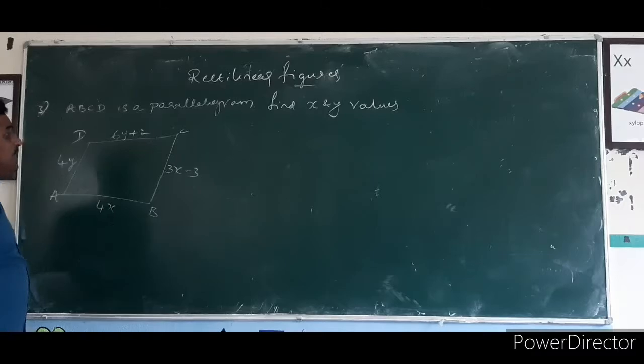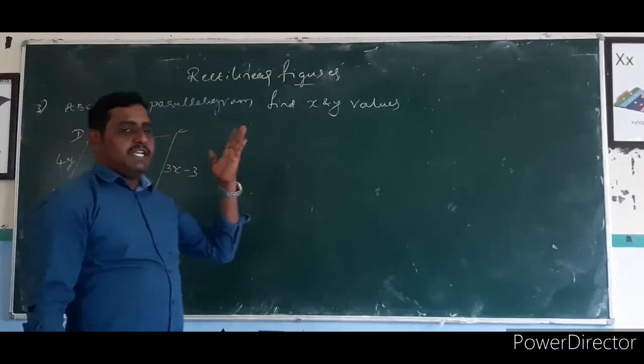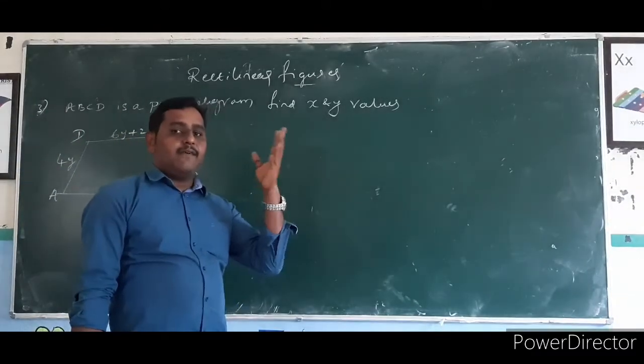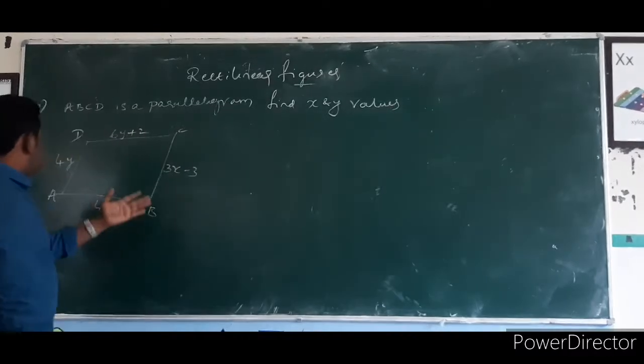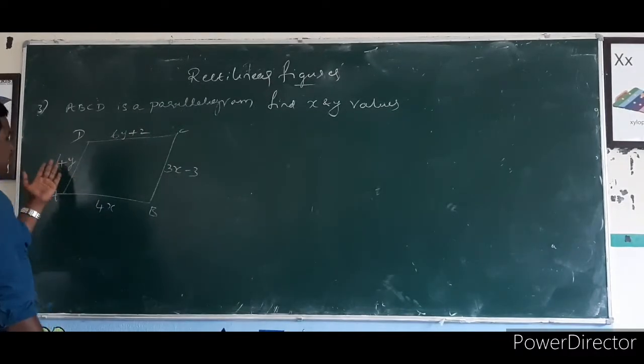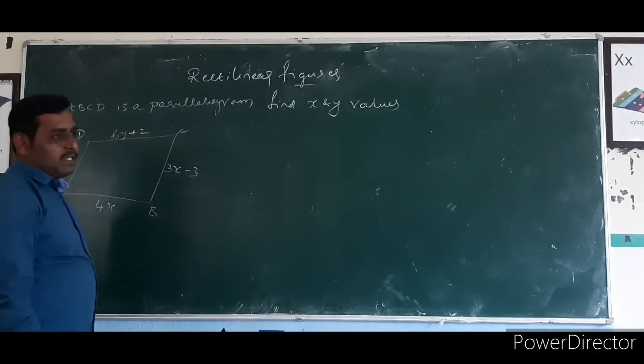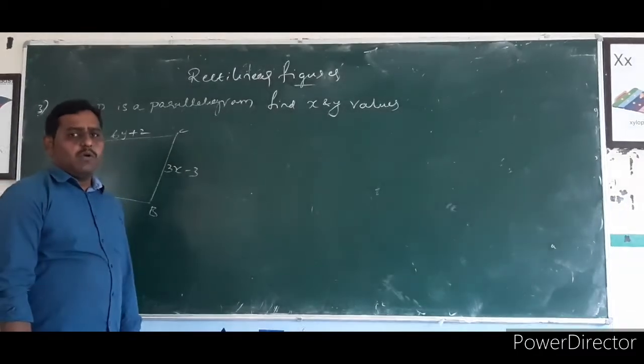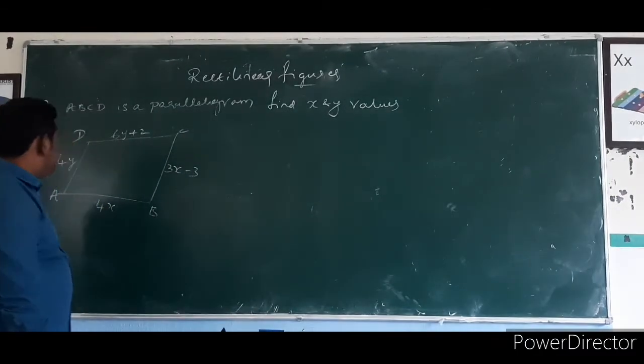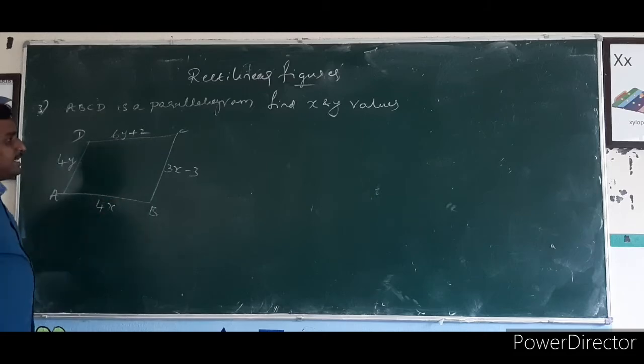Next problem. ABCD is a parallelogram. Find the values of x and y. So here ABCD is a parallelogram. The sides are given as algebraic expressions. Now how to calculate the x and y values?